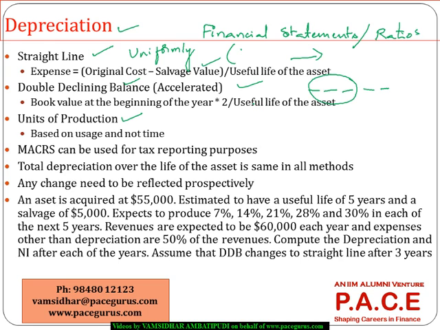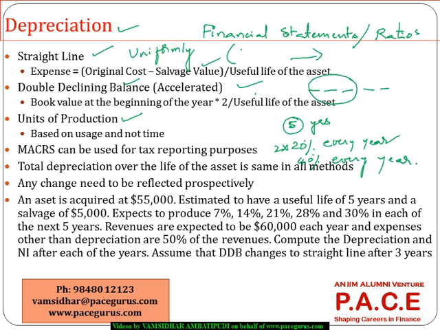Out of this, the double declining balance method is one form where we look at the book value of the asset at the beginning of the year multiplied by 2 divided by the useful life of the asset. So if the useful life of the asset is 5 years, just to give a quick understanding, as per the straight line depreciation method you will depreciate 20% every year, whereas using the double declining, you do this multiplication by 2 and you depreciate 40% every year.